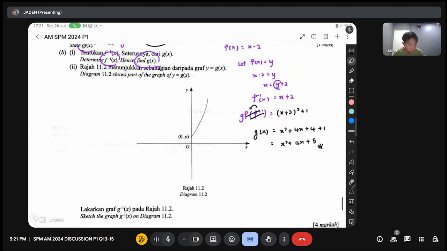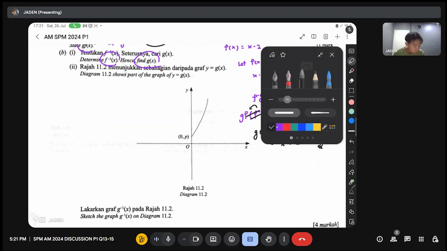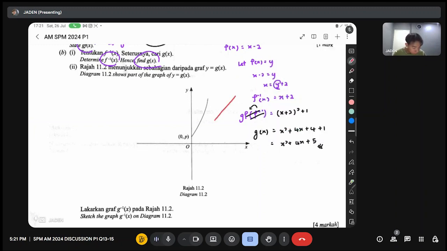Okay, B2 says diagram 11.2 shows part of the graph of y = g(x). They wanted to sketch the graph of g⁻¹ on diagram 11.2. Now, g⁻¹, right? If you want to sketch it, there's one thing that is important: this y = x line. Because whether it's an inverse or a normal function, they all reflect at this line, y = x.